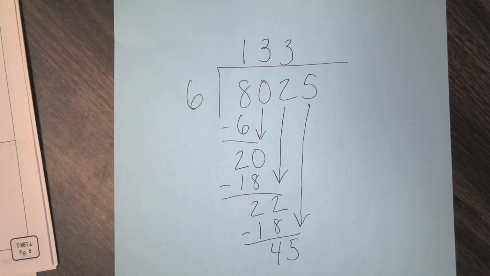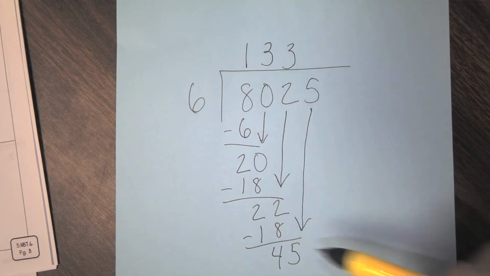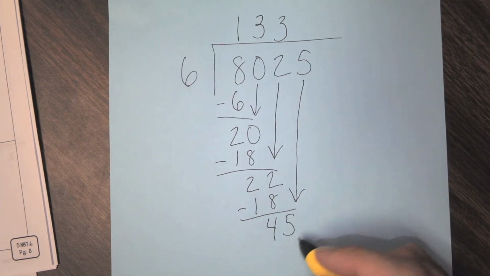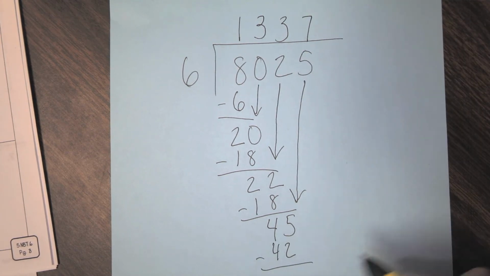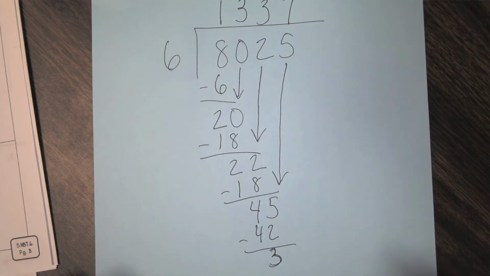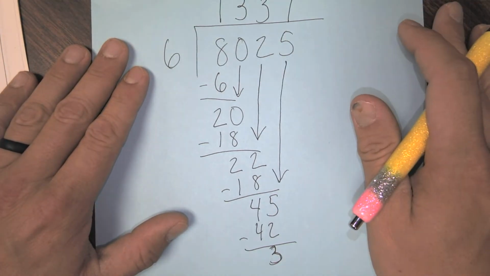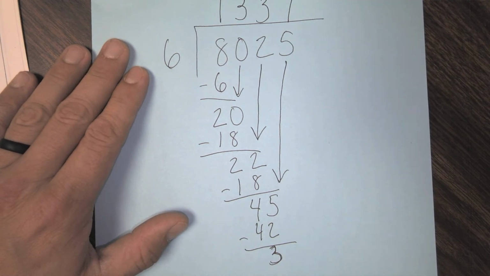You can't be lazy. So, how many times is 6 going into 45? 7 times. So that'd be 42. We subtract and we get 3. Now, this 3 down here, we don't have any more numbers. So this is our remainder.